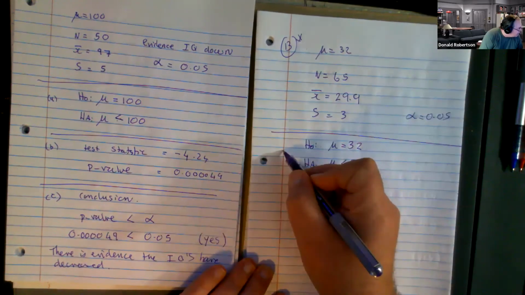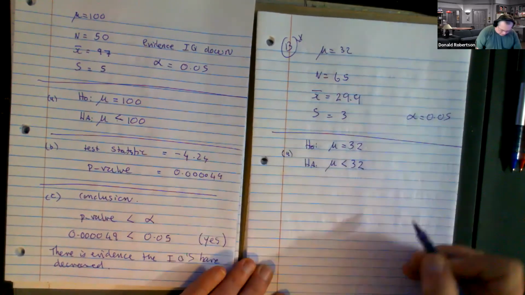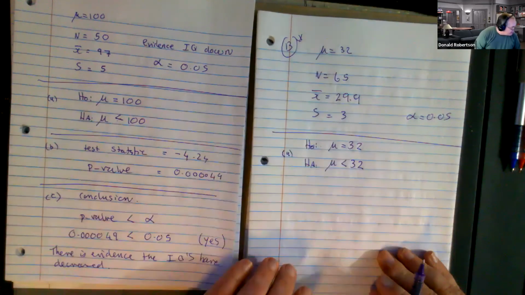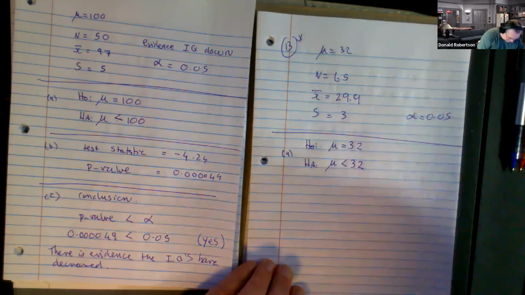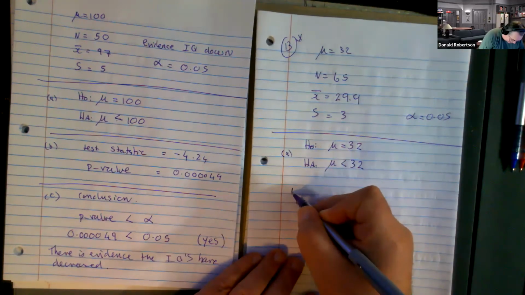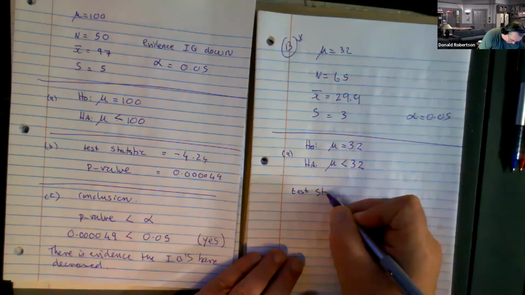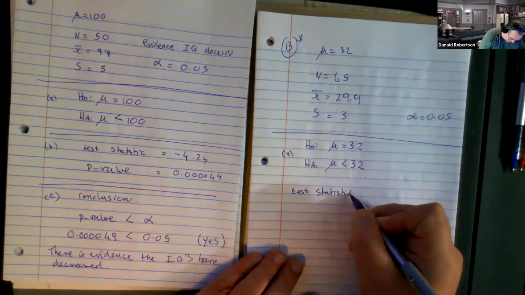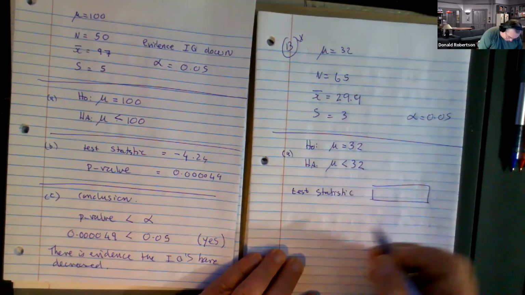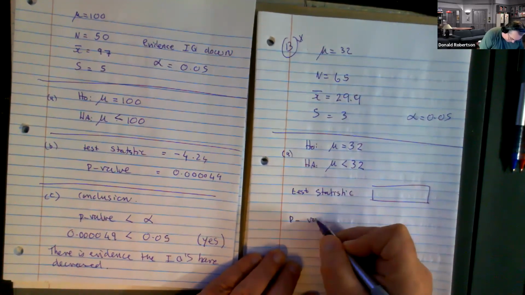So that would be, well, they don't call it question A, but I'll call it A. That's what you put into the thing. Now, the next 2 things are the guys that we are used to. They're asking us to find the test statistic. I'll put the answer there when we get it. And the p-value.